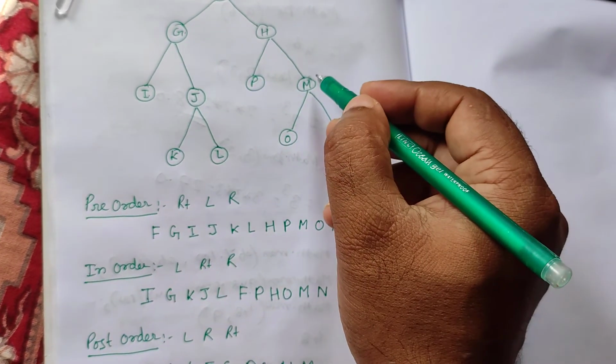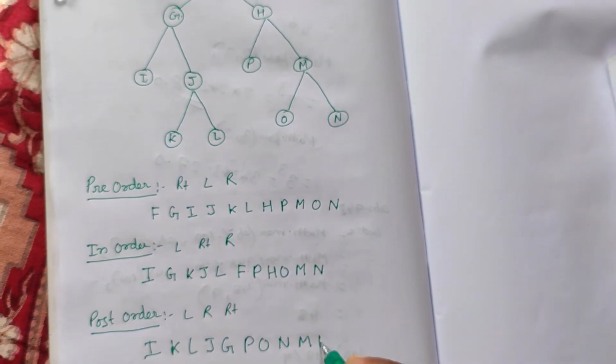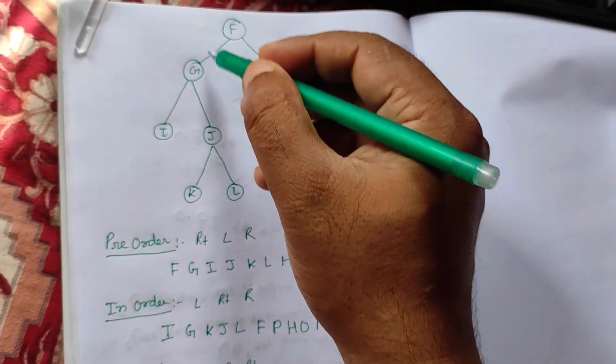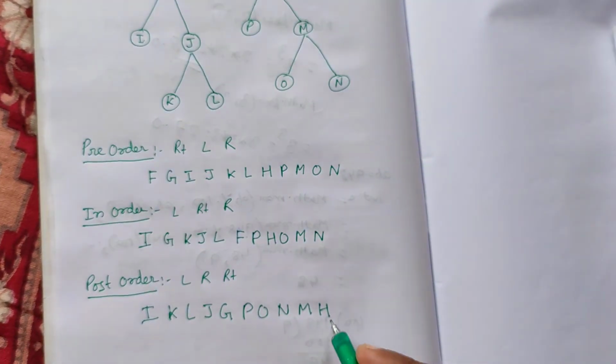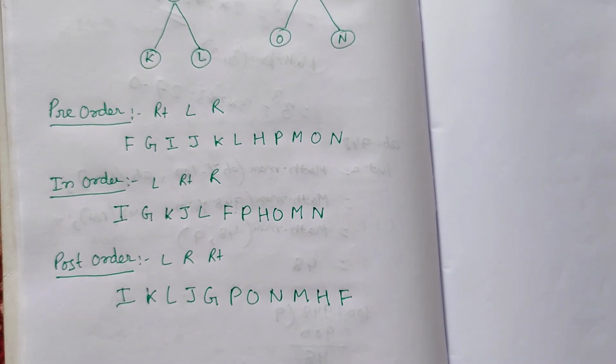Then the left part is over, right part is over. Now we will write the root H, and the original root, main root, F. That is our pre-order, in order, and post order.